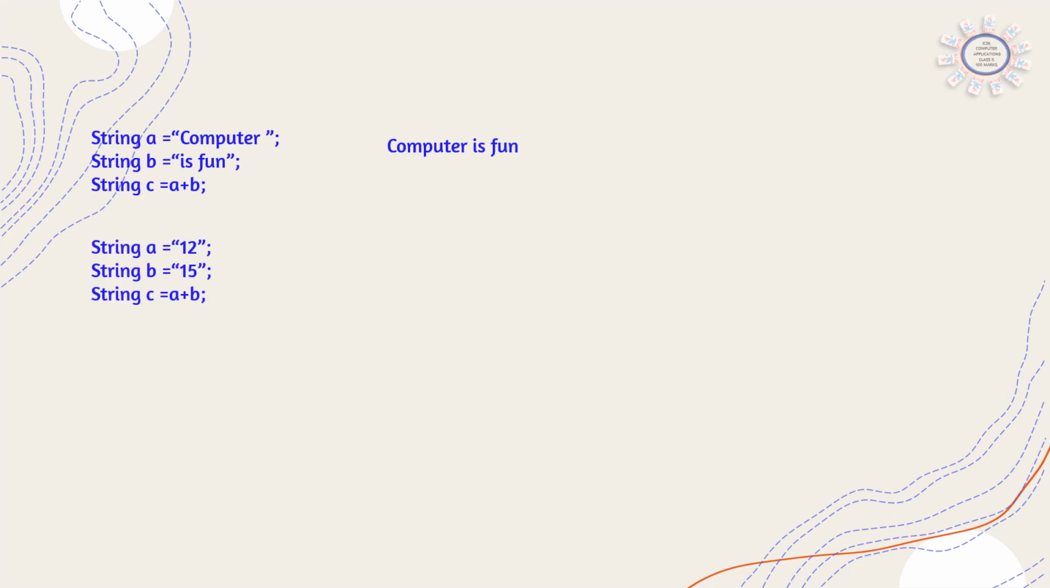In the same way, if we have String a is equal to "12", it is a number, and String b is equal to "15". If it is a number in string format, it will be enclosed in double quotes. Then when we add them, the answer will be 1215. Just like the words "computer is fun" come side by side, the strings in numeric form when added will also come side by side.